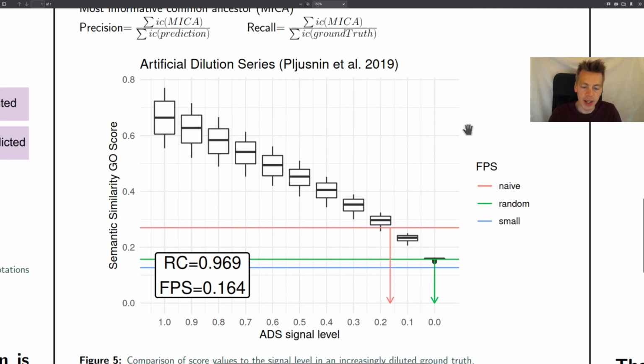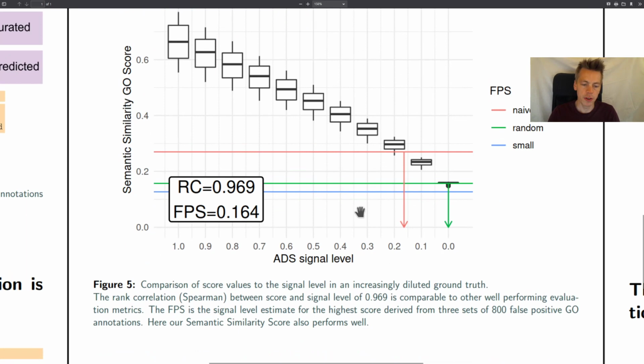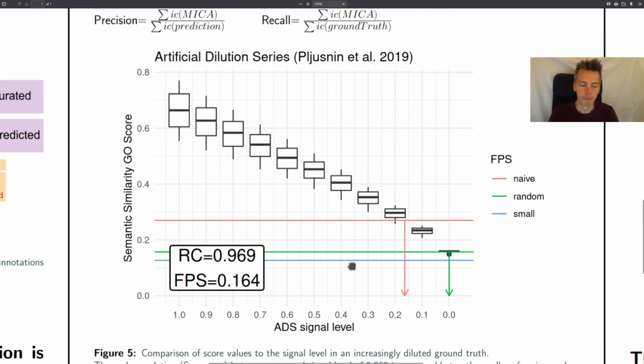So we validate our evaluation metric by performing an artificial dilution series of our ground truth set, which I talk about later. This method was shown first by Plyusnin et al. He's from the Finnish group that is behind the prediction tool PANNZER. And the rank correlation between our GO score and the signal level of the ADS is 0.969, and the FPS score for false positive sets is 0.164, which both are in line with some of the top performing metrics in their paper.